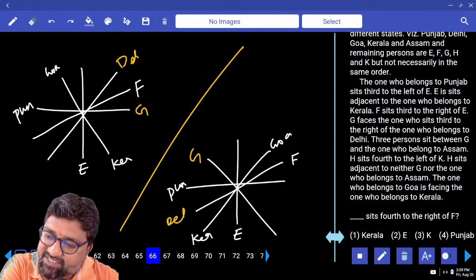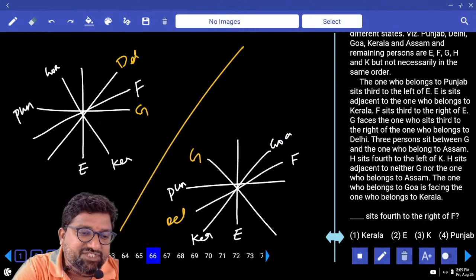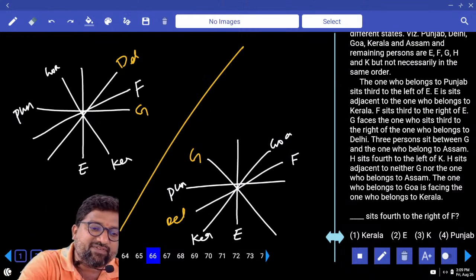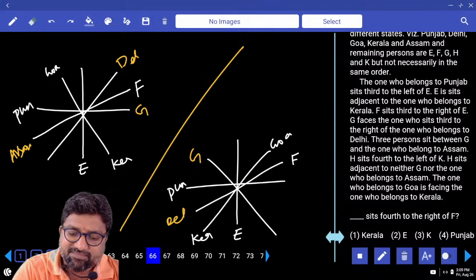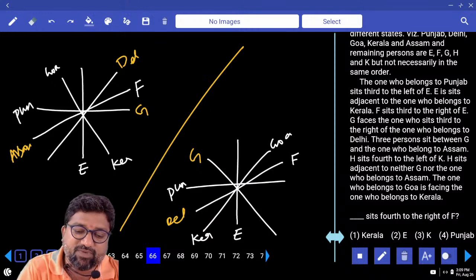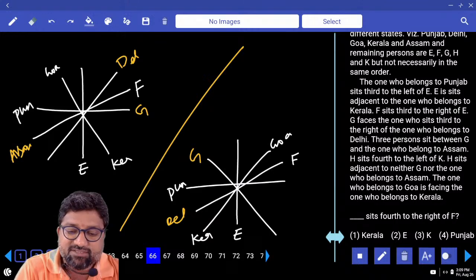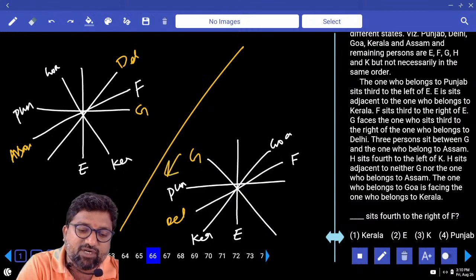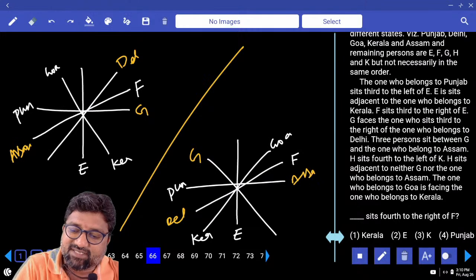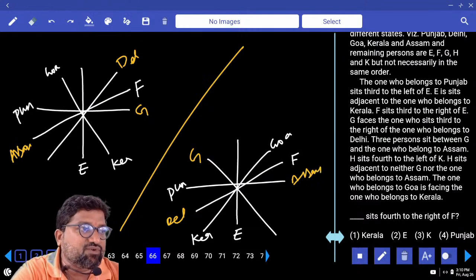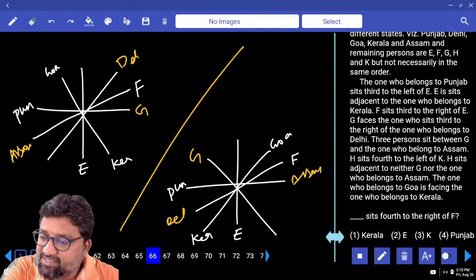Only 3 persons sit between G and the one who belongs to Assam. G and the one who belongs to Assam, 3 people. First case, right side it is not possible, left side yes it is possible. G here, left side it is not possible because it is occupied by, sorry, right side it is not possible, this side not possible because occupied by E, and pakka this is Assam. Next line ento chadavu.